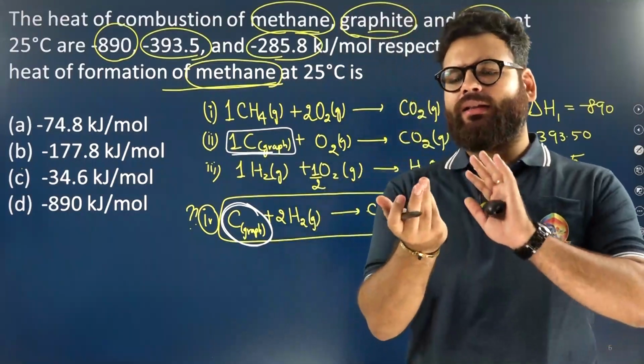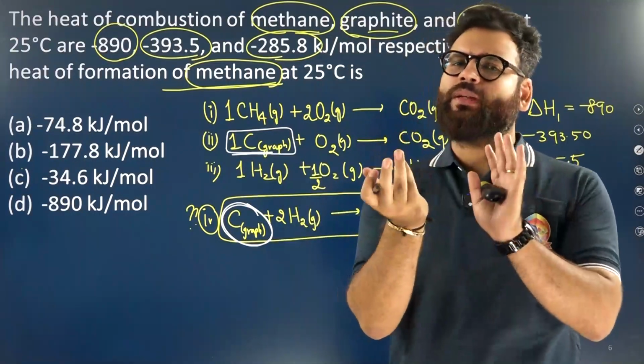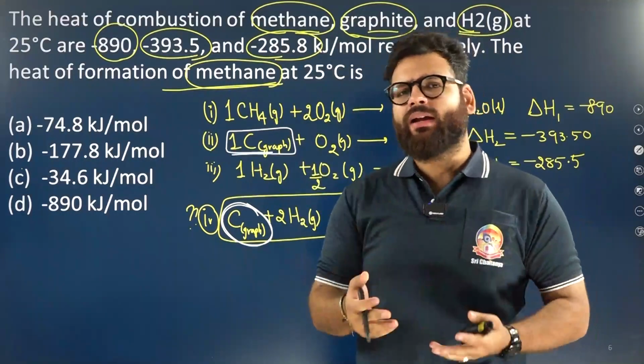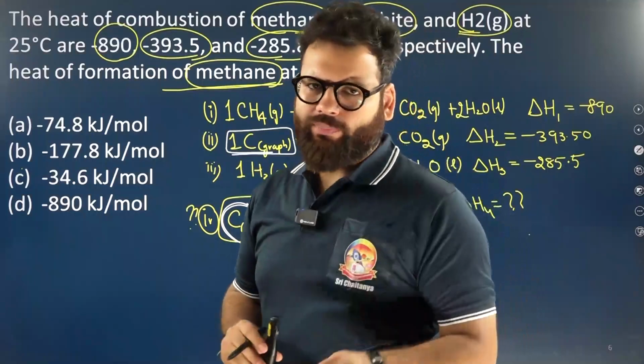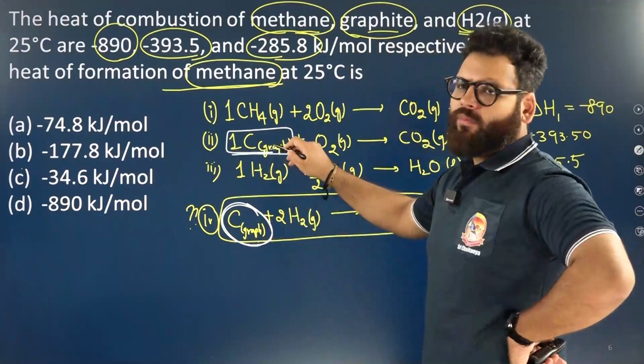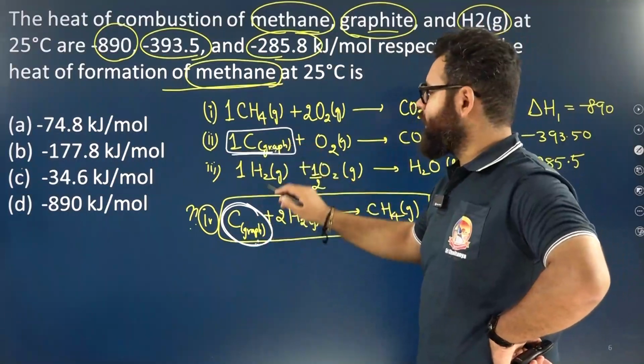If you subtract, they will change their position. So when you subtract the equation, right goes to left, left goes to right. When you do add, they don't change their position. Okay. So carbon graphite is on the left. It was already on the left. I also want it on the left.